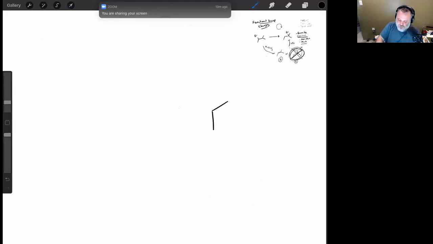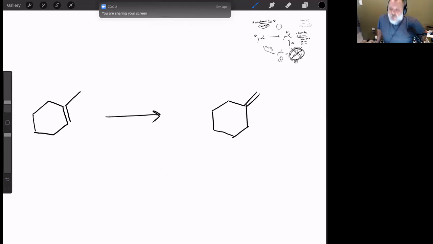What about this? How do I do this reaction? Well, this is another example of a functional group transformation. We have an alkene and we want to create a different alkene. We don't know reactions that essentially change the position of an alkene from one position to another. So that means that we're going to have to do this in multiple steps. And so there's actually two possible ways to do that.